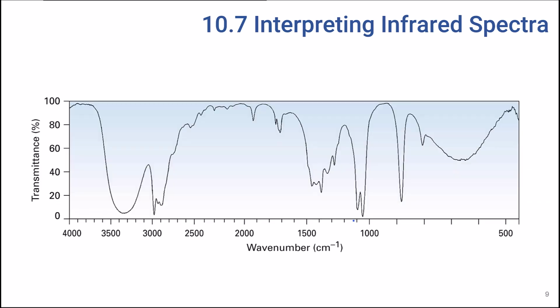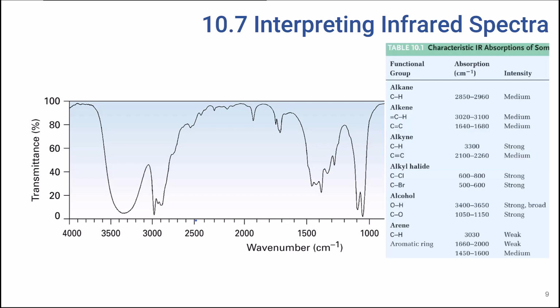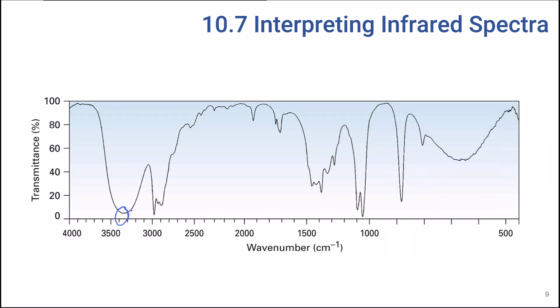So if we look at this particular IR spectrum, we said that between 3000 and 4000 are typically NH, OH, and CH. And if you go back to that table on slide 7, remember we brought up that OHs show up around 3400, which is about here. And it's strong and broad. Strong means that it goes almost to zero transmittance, and broad means that it's fat. So this is an OH stretch.